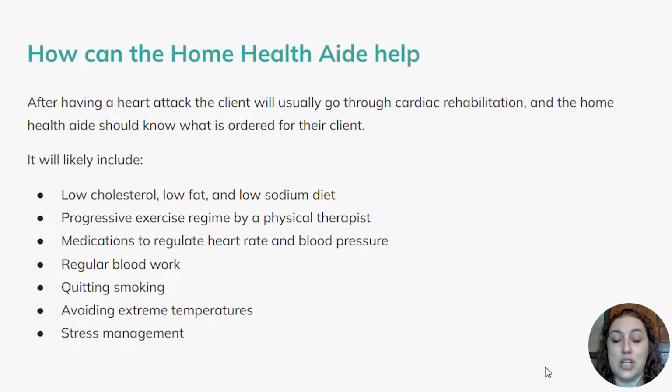Progressive exercise regimen by a physical therapist, meaning that you're starting with slow, easy exercise and gradually progressing up to more intense exercise. They may take medications that regulate their heart rate and blood pressure, and they'll likely have regular blood work to monitor the levels of their medications or the levels of their cardiac enzymes. The patient should really be encouraged to quit smoking. Try to avoid extreme temperatures and help them manage stress.